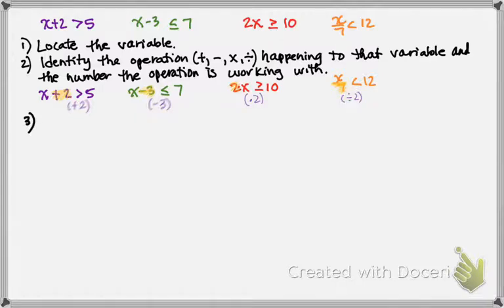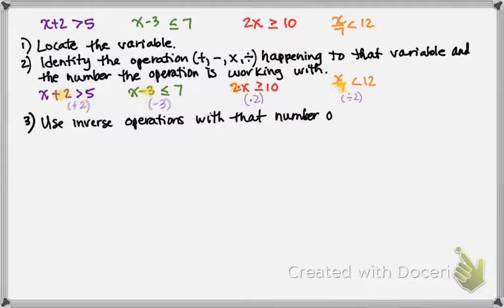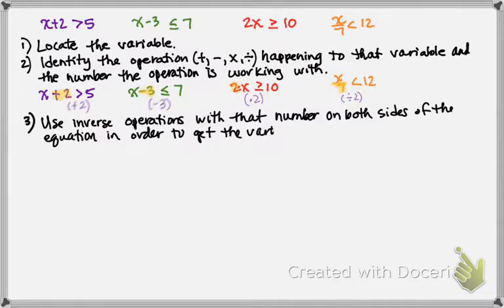So step 3. On step 3, we're going to use inverse operations with that number, to whatever number we've put down in the purple below, on both sides of the equation, in order to get the variable alone and solve the problem. Once the variable is alone, the answer's on the other side, right?